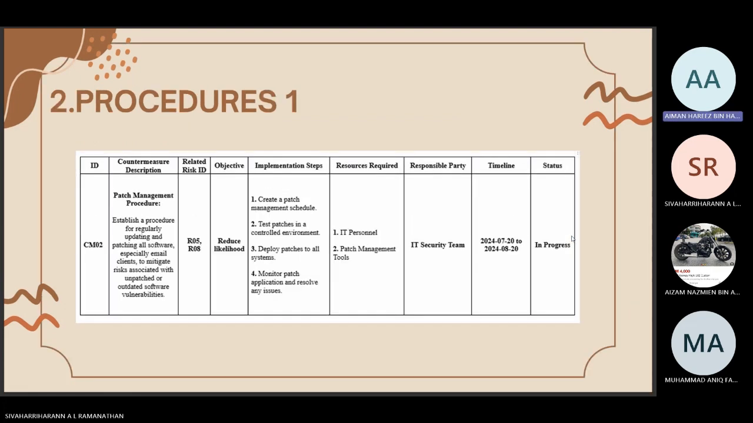The first procedure focuses on establishing a patch management procedure to regularly update and patch all software, particularly email clients, to mitigate risks associated with unpatched or outdated software vulnerabilities. This procedure addresses risks RO5 and RO8 with the objective of reducing their likelihood. The implementation steps include creating a patch management schedule. The resources required are IT personnel and patch management tools.